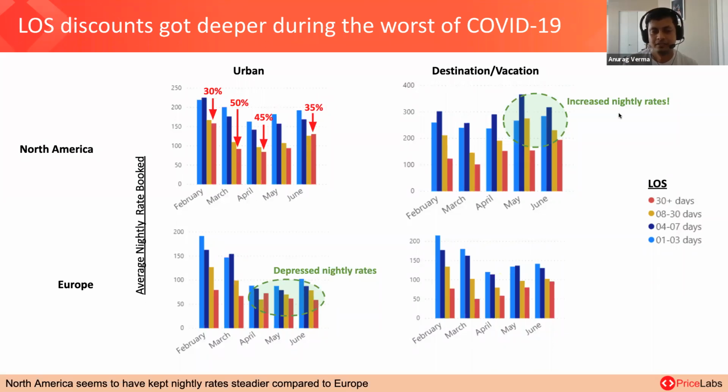So a lot more folks have gone ahead and said, okay, this is sort of here to stay. We also need to lower our nightly rates and not just try and get longer stays, but also get more discounted short stays as well.